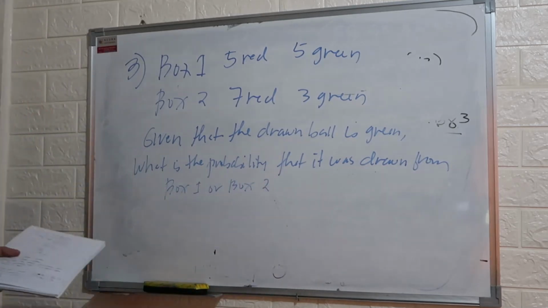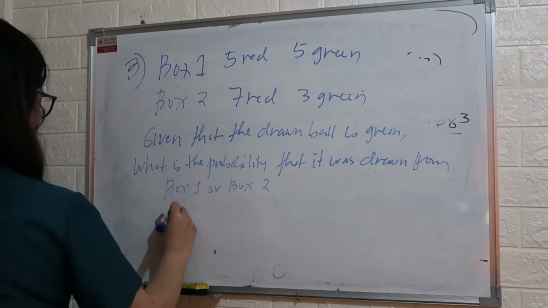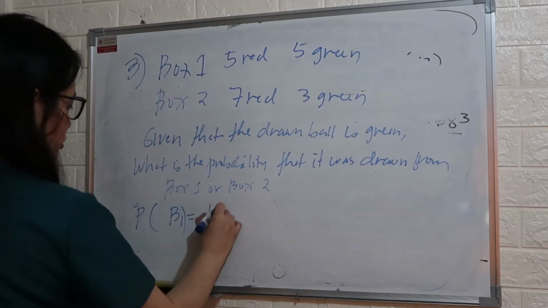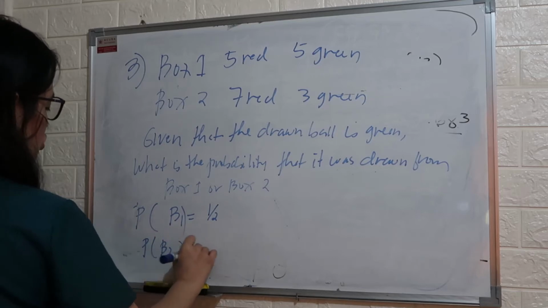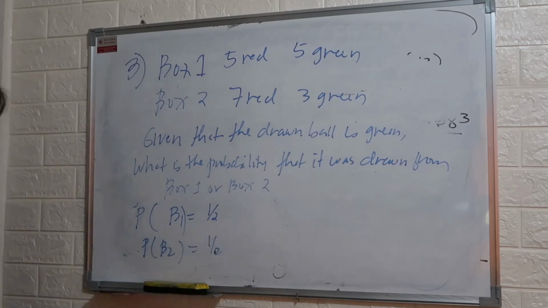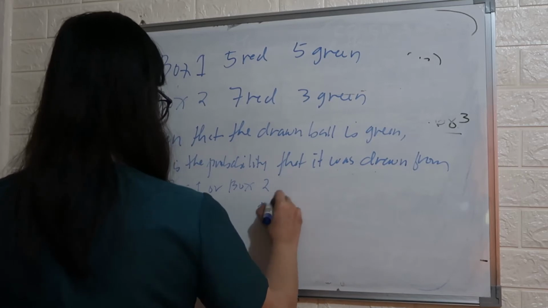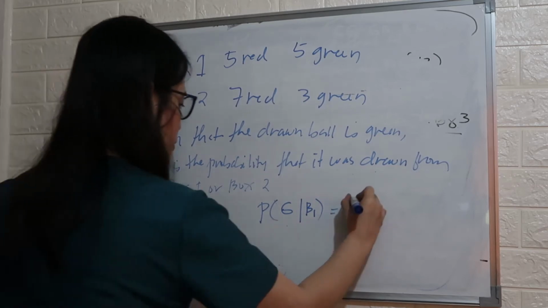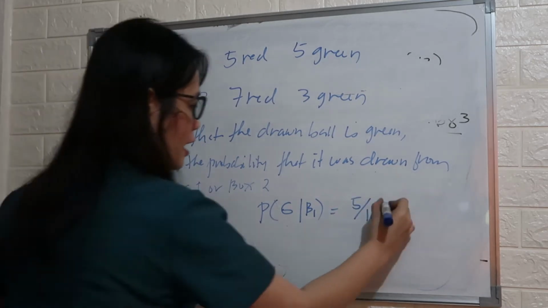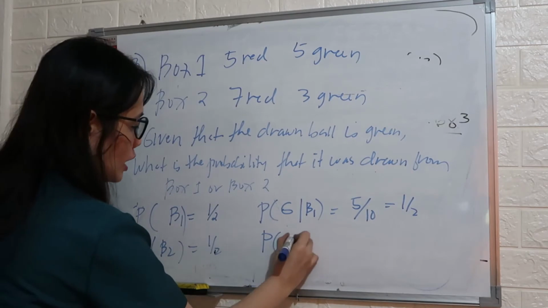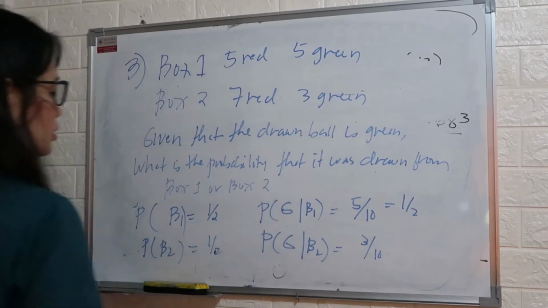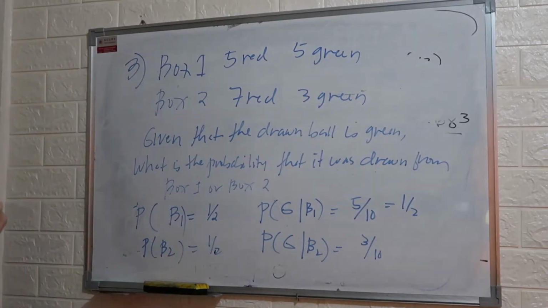Okay, so first, box 1. What's the probability of getting box 1? The probability of getting box 1 is 1 over 2. The probability of getting box 2 is 1 over 2 also, because there are 2 boxes. And then the probability of getting a green, given box 1, that will be 5 out of 10, which is equal to 1/2. And then the probability of getting green, given box 2, that will be 3/10.